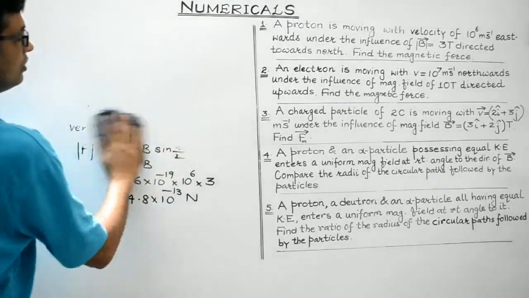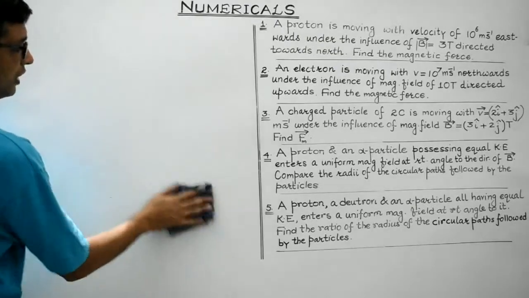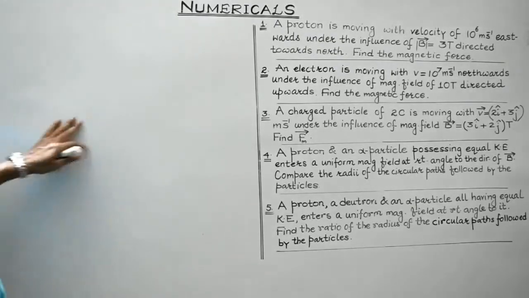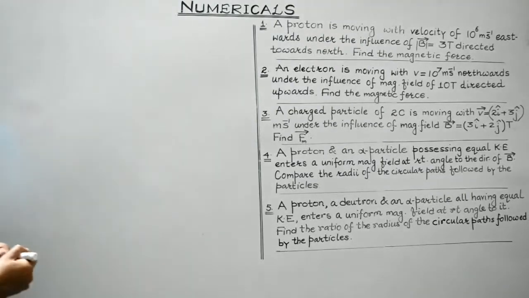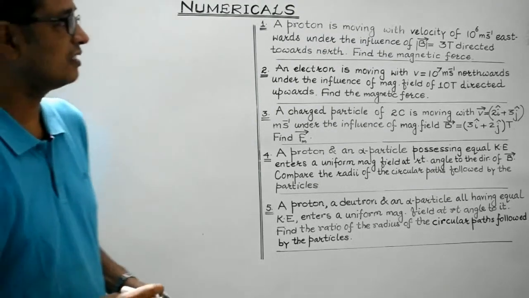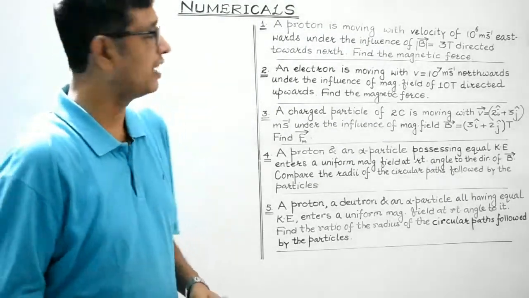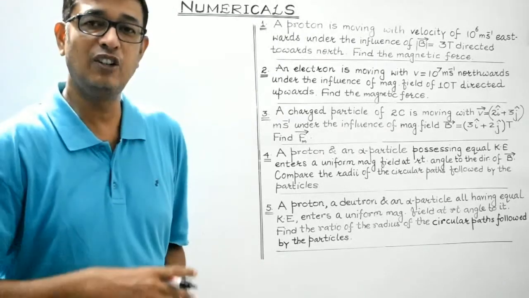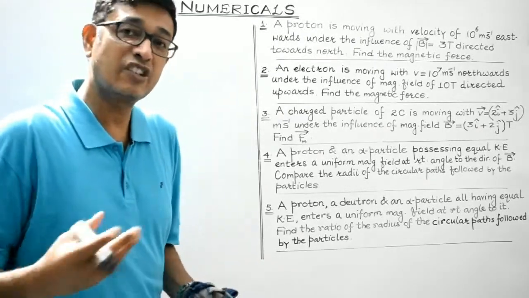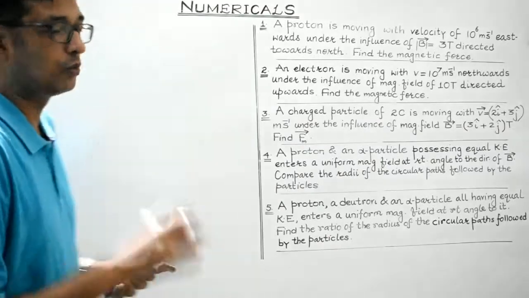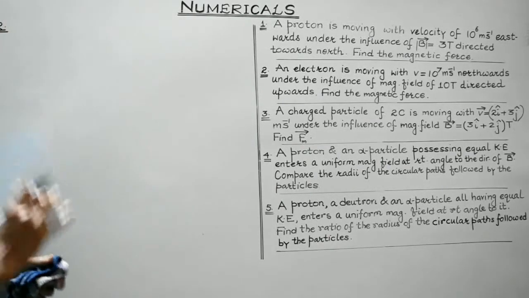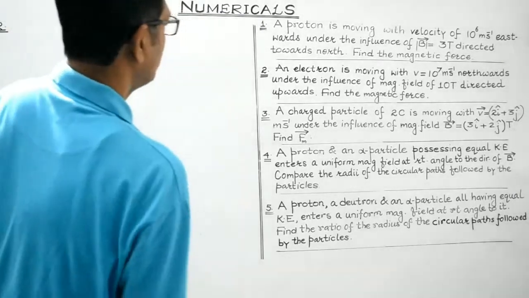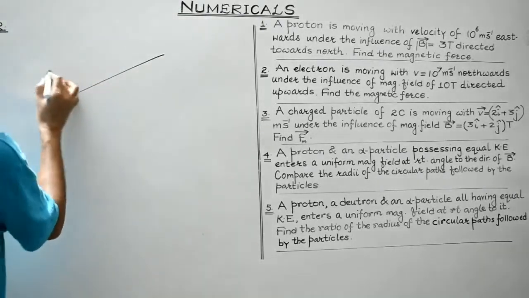Question number 2: an electron is moving with a velocity of 10 raised to the power 7 meters per second northwards under the influence of a magnetic field of 10 Tesla directed upwards. Again, we are supposed to find the magnetic Lorentz force. So its direction as well as magnitude is to be determined, right? So it has to be represented diagrammatically first, right?